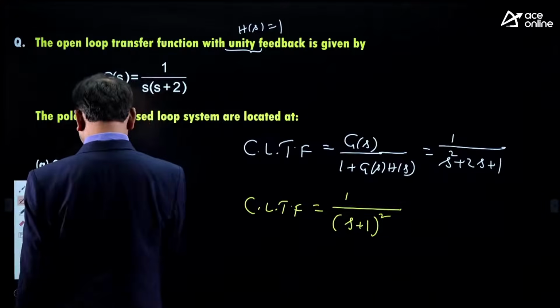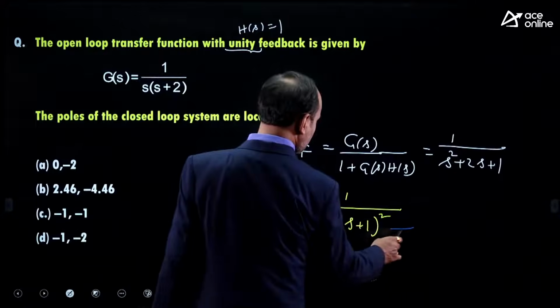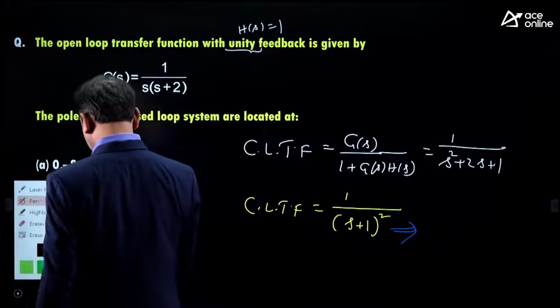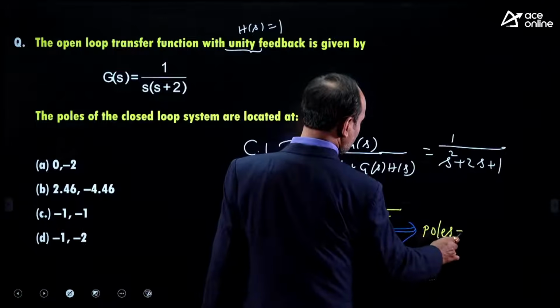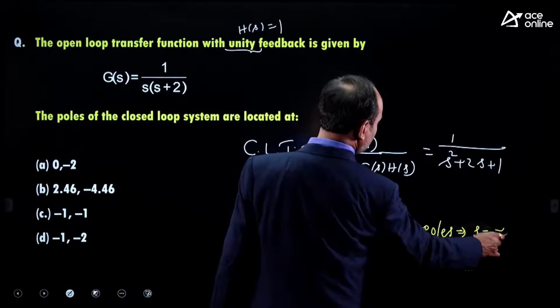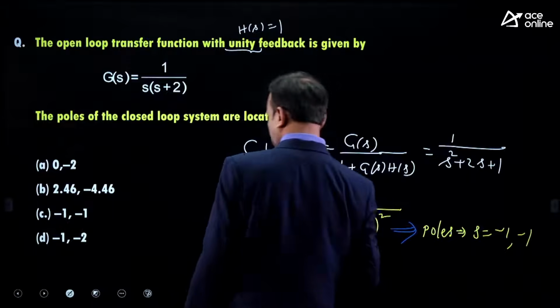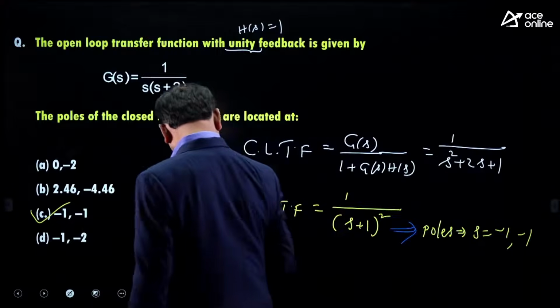The denominator parts are called poles, dear. The closed loop transfer function we got; the denominator part is called the poles here. So what are the poles here? Poles equal to the denominator part. There is an s square term, so s equals minus 1, and one more because of the square, minus 1. So no doubt option C is the perfect answer.